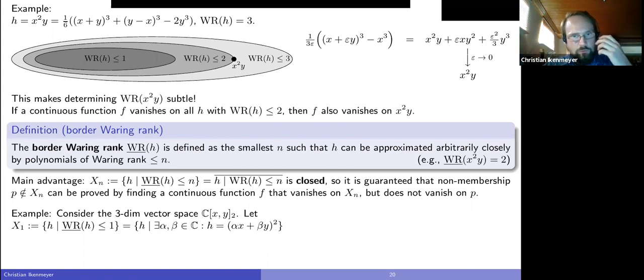And now, what is a function that vanishes on this and that can be used for separating points from this? This is the discriminant.